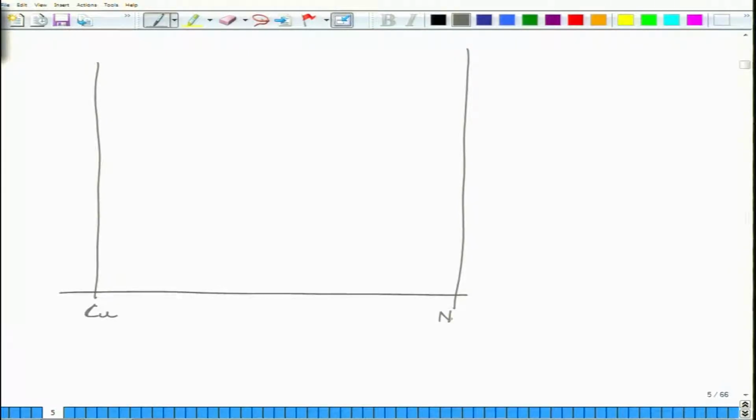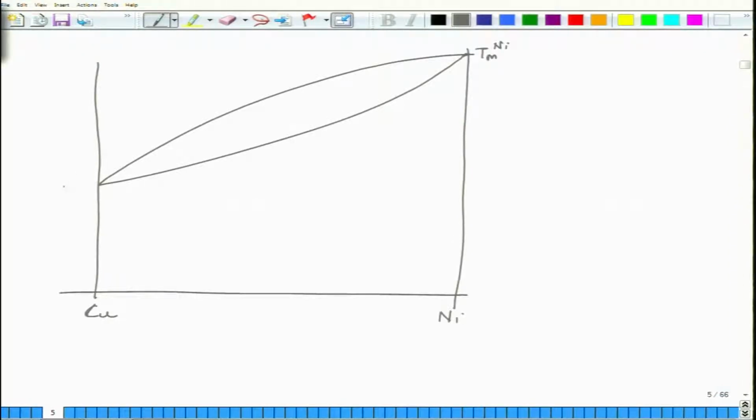so this is copper, this is nickel, so this is Tm nickel, this is Tm copper, okay, and this is weight percent nickel. Now what will happen in reality is, let's say I have a composition C0. You start cooling, you come from point A, and point A will have a microstructure which is 100% liquid of composition C0.